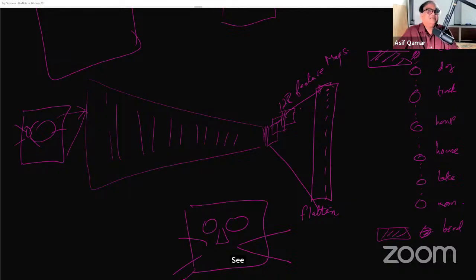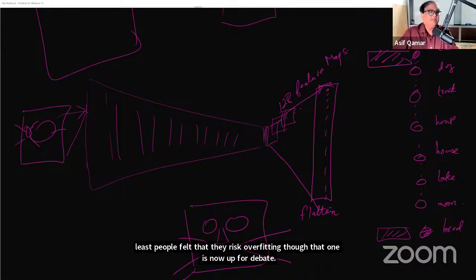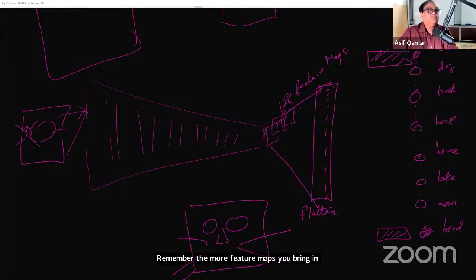See, two aspects come in. The more feature maps that you create at each stage, the bigger the computation becomes, the more data you need to train it. At least people felt that you risk overfitting, though that one is now up for debate. Remember, the more feature maps and filters you bring in, the more weights you bring in, the bigger your model becomes, the harder it gets to train, the more data you need. So that's a consideration. 1 million filters, for example, of 3x3 would mean 9 million weights. Now, generally, you reach a point of diminishing returns very, very soon.